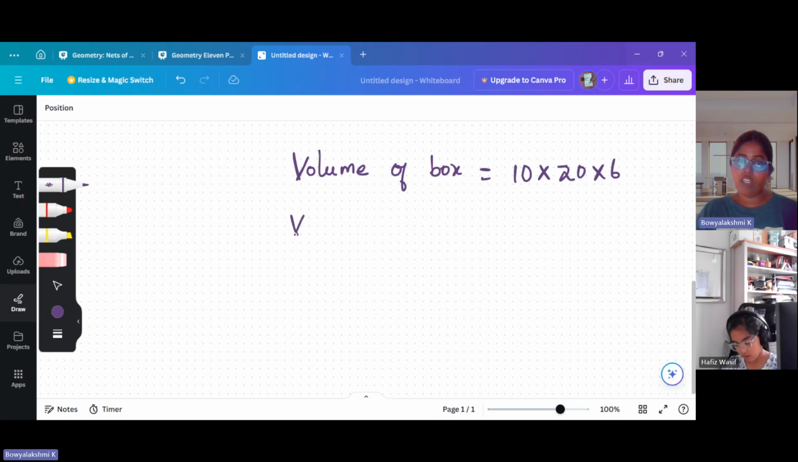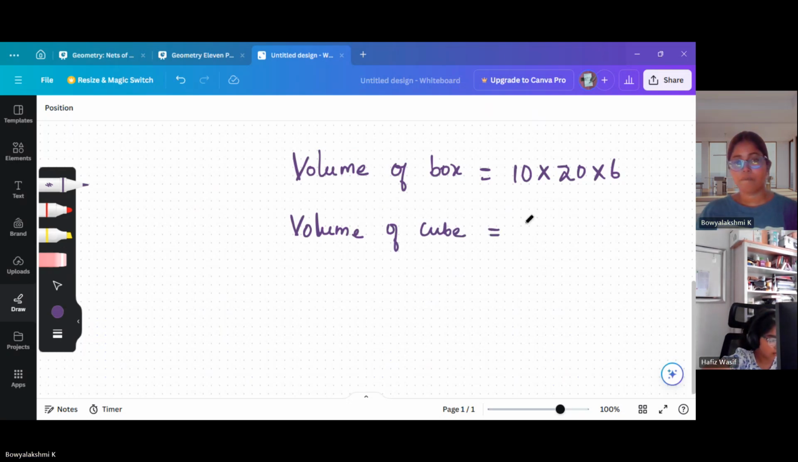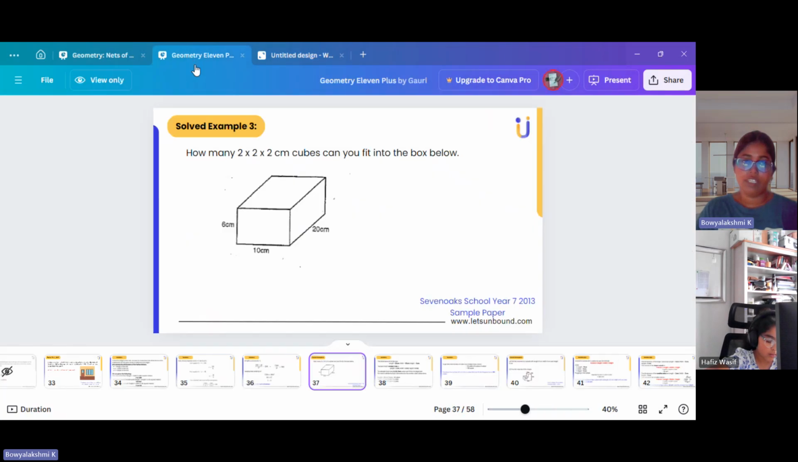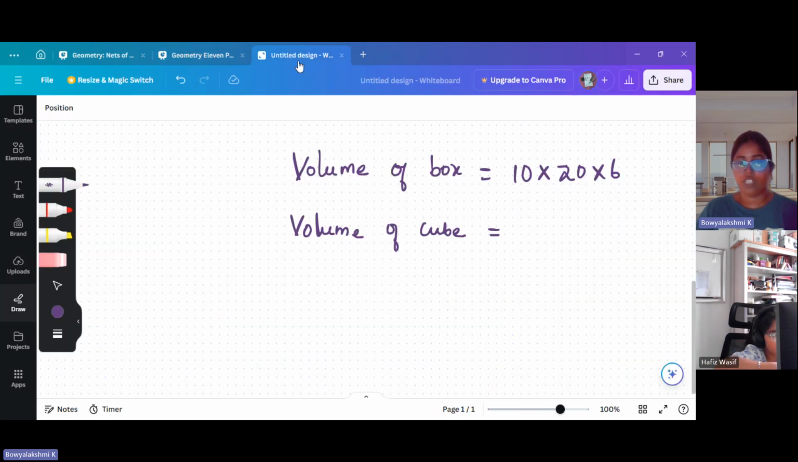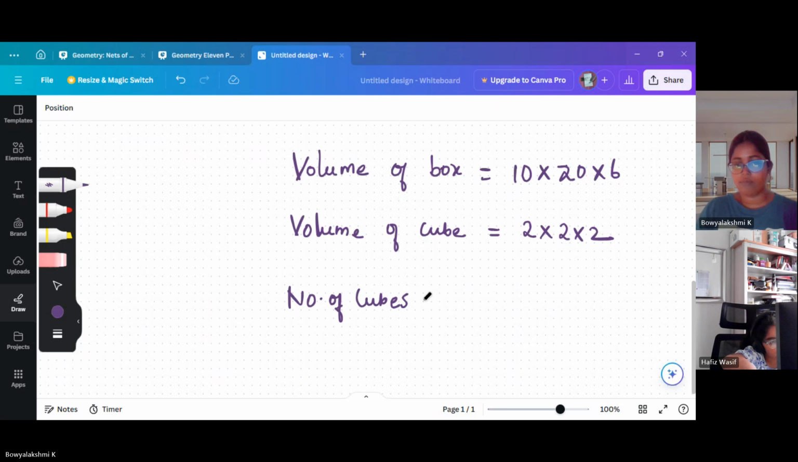Okay. And volume of the small pieces that we're going to put inside. We are going to put cube and volume of cube is, I forget it. So it's 2 into 2 into 2. Just multiply everything. 2 into 2 into 2. And you just divide them. Number of cubes is equal to 10 into 20 into 6 divided by 2 into 2 into 2.